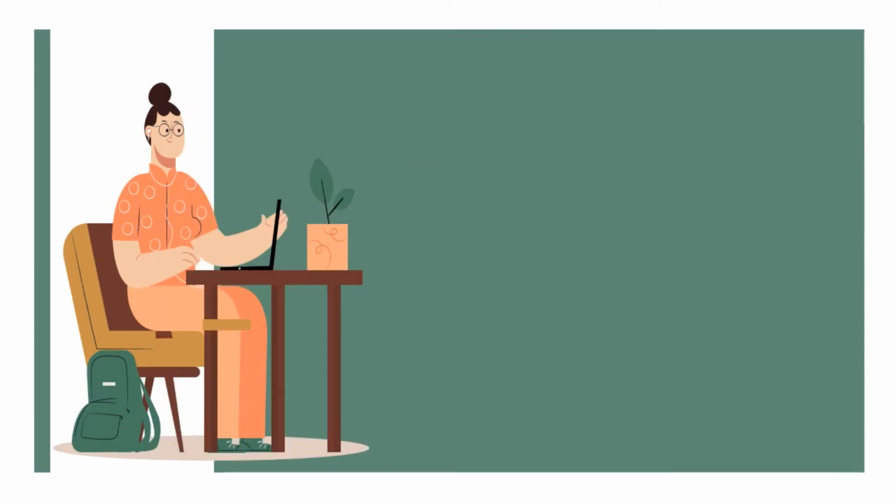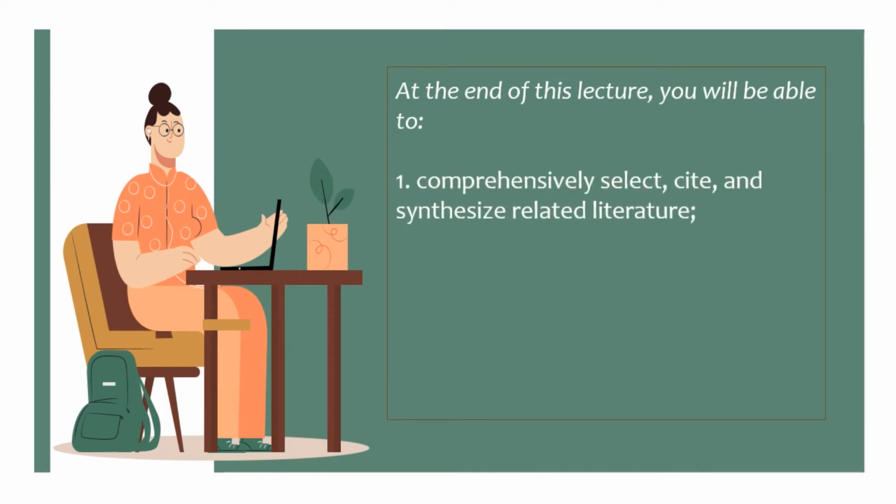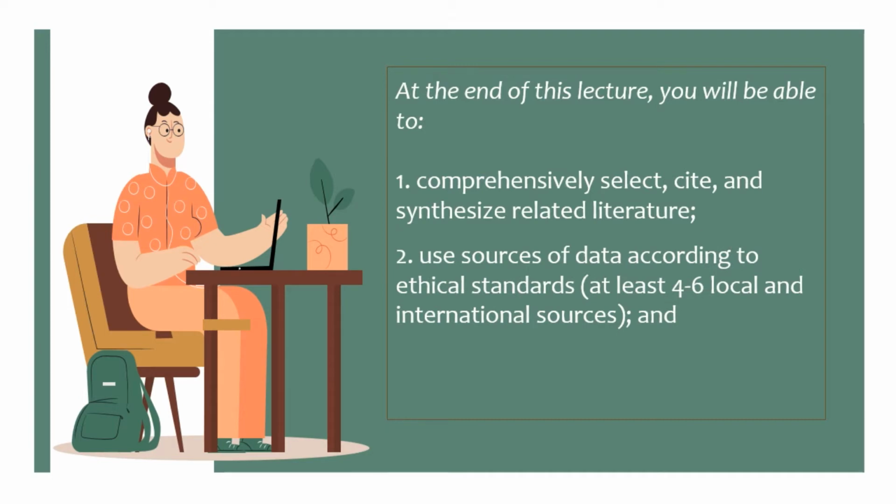With so much information available, searching and locating good literature on your topic can be pretty challenging. That is why this lecture aims to help you achieve the following objectives. First, comprehensively select, cite, and synthesize related literature. Next, use sources of data according to ethical standards, at least 4 to 6 local and international sources. Lastly, prepare a critically reviewed related literature.